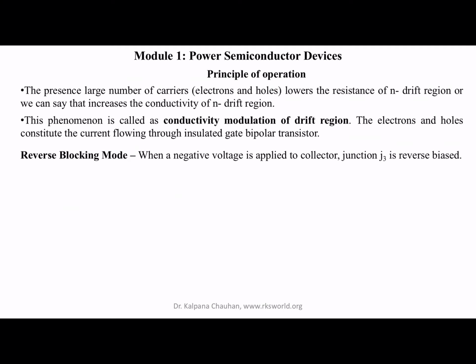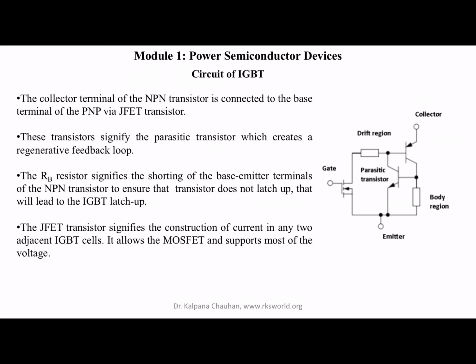Next mode is reverse blocking mode. When a negative voltage is applied to the collector, in that case junction J3 gets reverse biased.